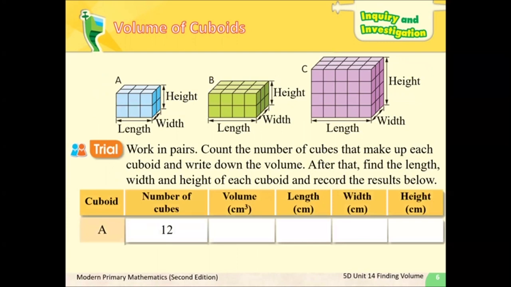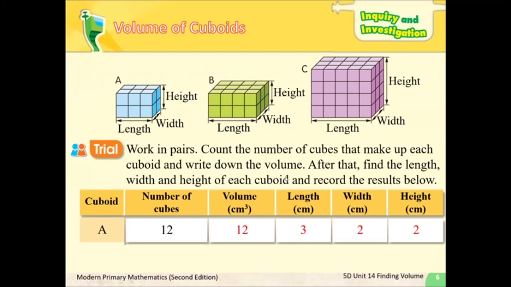The first one, cuboid A. By counting, we know that the number of cubes is 12. So we can say that the volume of cuboid A is 12 cubic centimeters. For the length, as we said, the number of cubes equals the number of cm, so there are 3 cubes in the length. That means the length will be 3 cm long. For the width, there are 2 cubes, so it will be 2 cm long. And for the height, 2 cubes again, so it will be 2 cm long. Can we spot any relationship between the length, width, height and the volume?